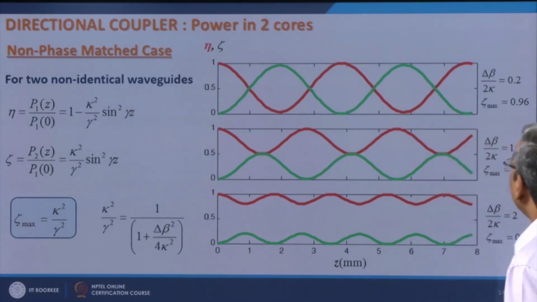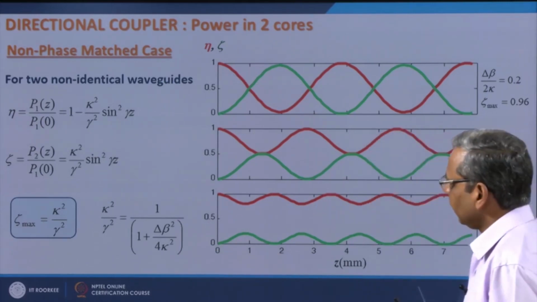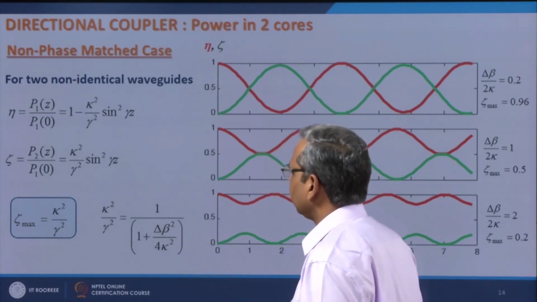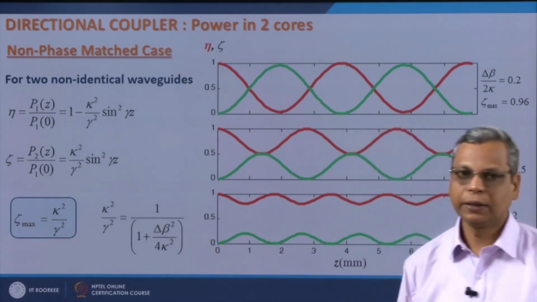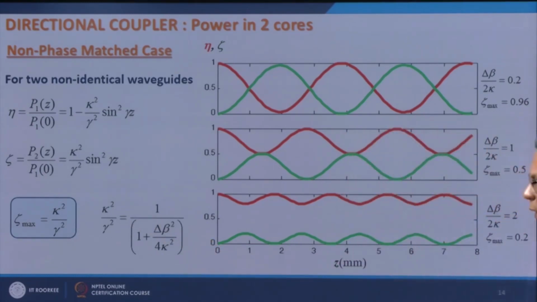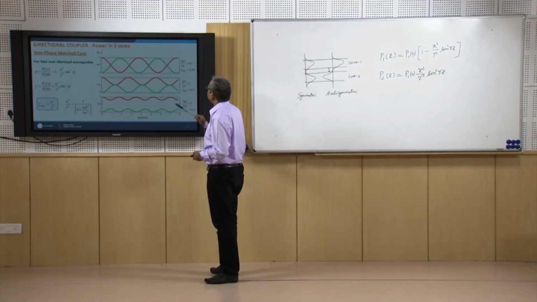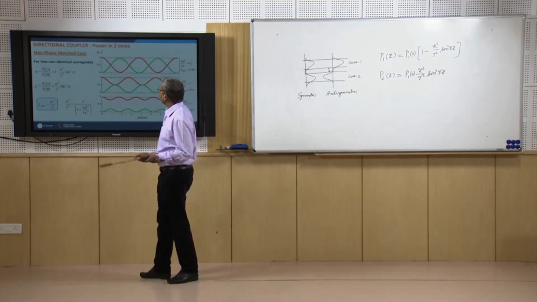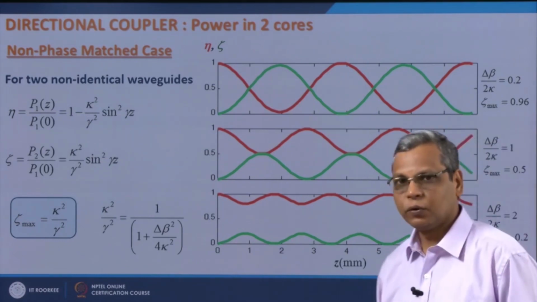Since delta beta over 2 kappa whole square is always positive, and here it is 1 plus this thing, kappa square over gamma square will always be less than 1. So, I cannot have 100% coupling from one core to another core. Let us see how much we can have. If I have delta beta over 2 kappa equal to 0.2 and put it here, then zeta max comes out to be 0.96, that is 96% power can be coupled from core 1 to core 2.